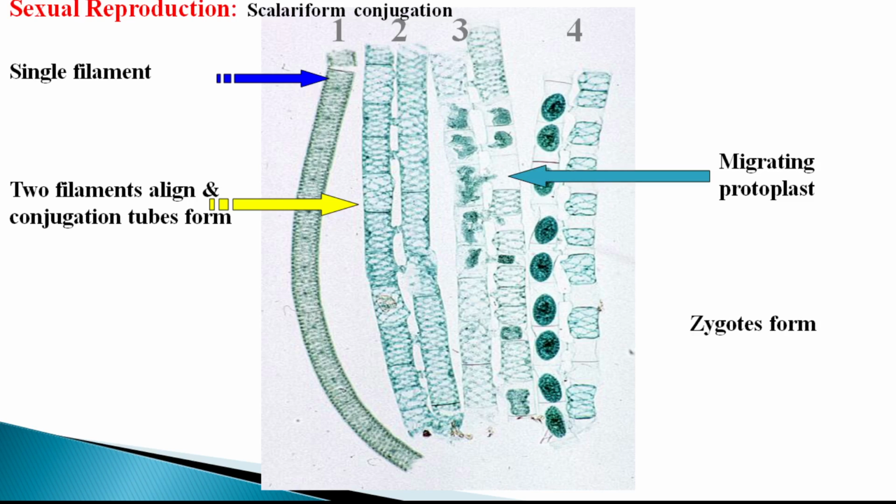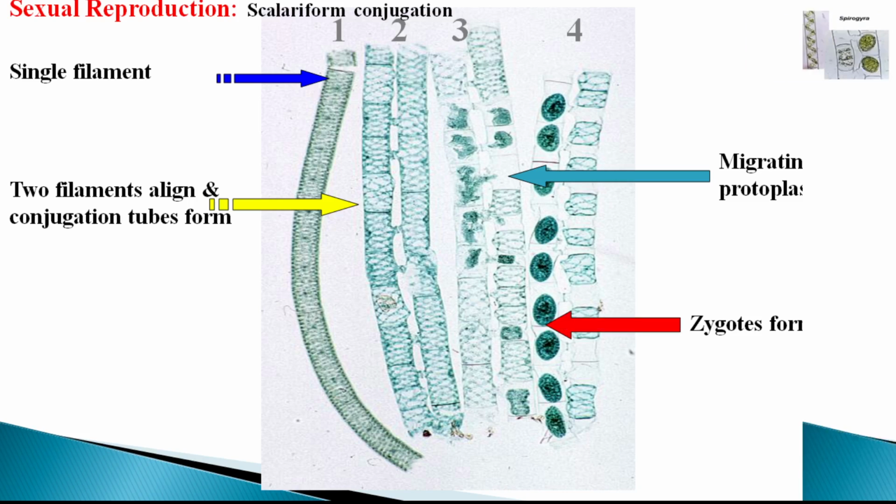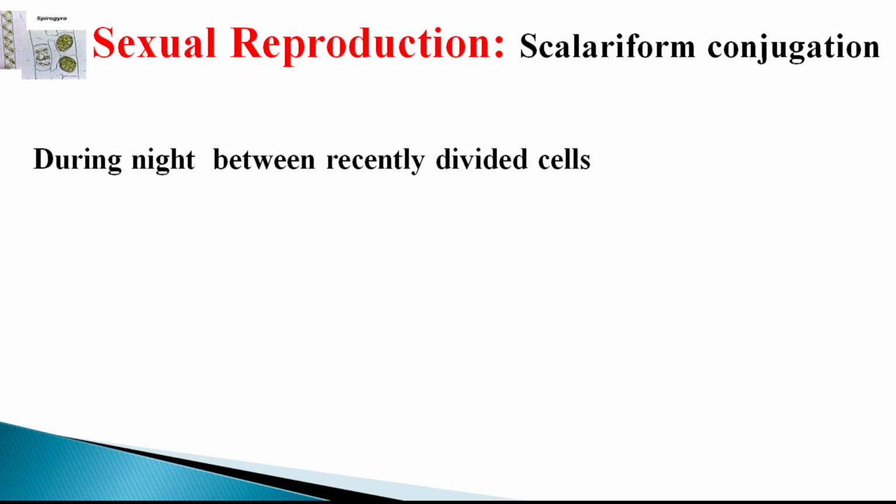It is followed by the process of fusion, generally referred to as zygote formation. Once the zygote is produced, it enters into the germination process. So how this Scalariform conjugation takes place, these details we are discussing now.